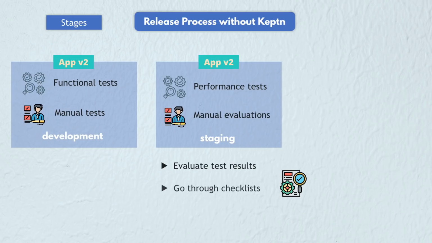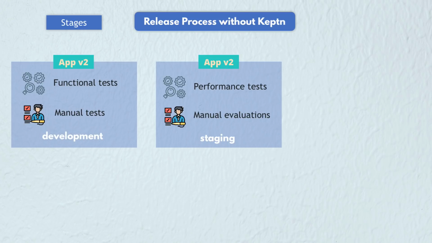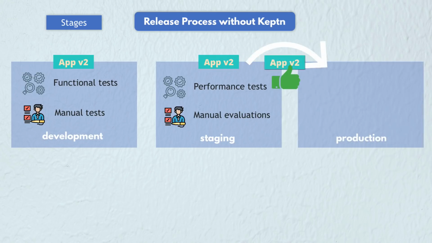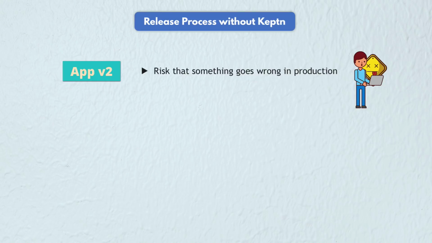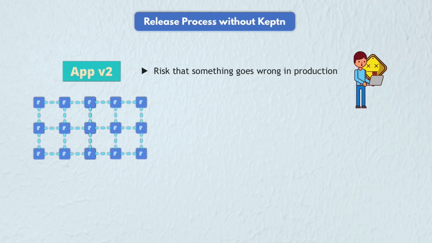Also go through checklists and some predefined release criteria to make sure that application meets all these criteria. And only after that, if everything is fine and the test results are good, the feature will get a green light for deployment to production. Now, even after such extensive testing, there is always a little bit of risk that something will go wrong in the actual real environment in production, especially in a very complex, huge application with lots of dependencies.